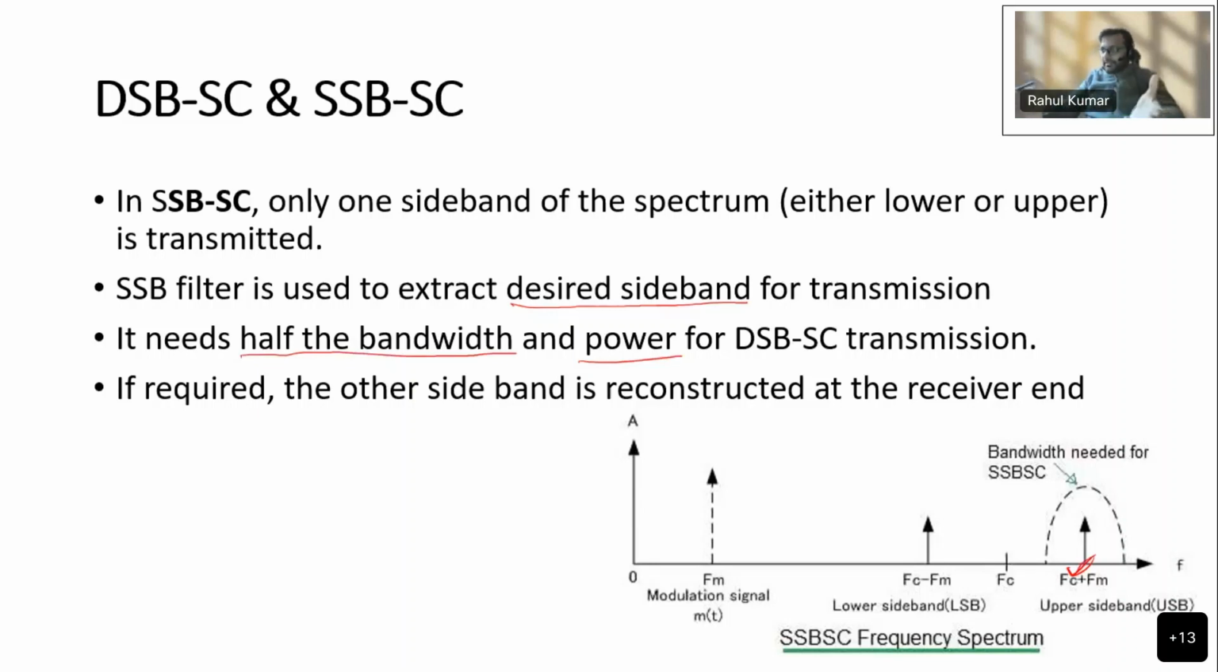And let's say if you need both the sidebands at the receiver, generally we reconstruct the second sideband at the receiver if it is needed. So the second sideband can be reconstructed at the receiver if needed.